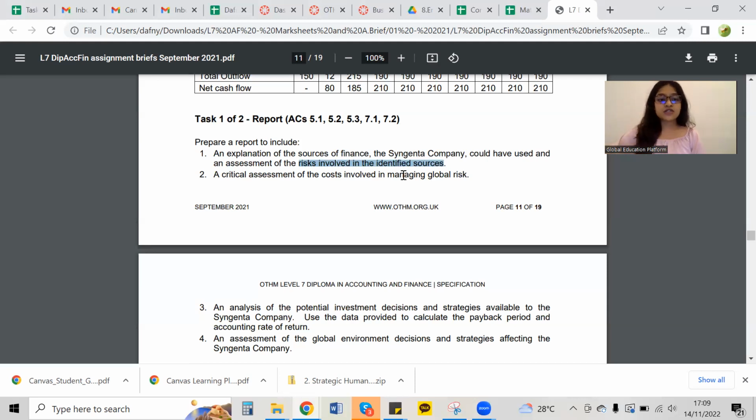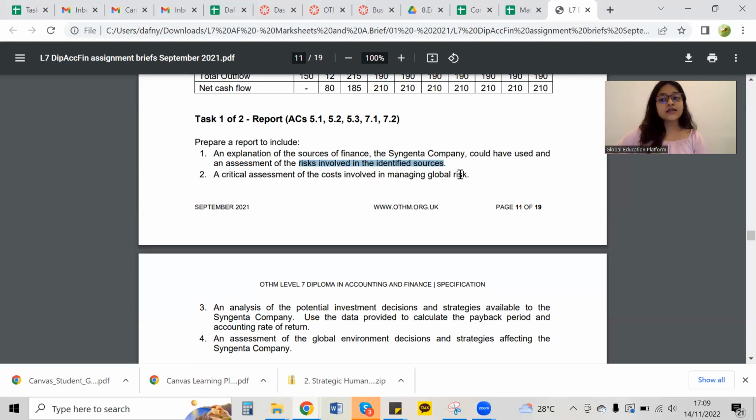Then you have section 2, a critical assessment of the cost involved in managing global risk. So here it's about management of global risk. You identify what global risk is, show some academic knowledge as to what global risk is, and then you talk about the cost involved in the global risk. So this is about an assessment. You talk about the different costs involved in managing the global risk and how it could be managed.